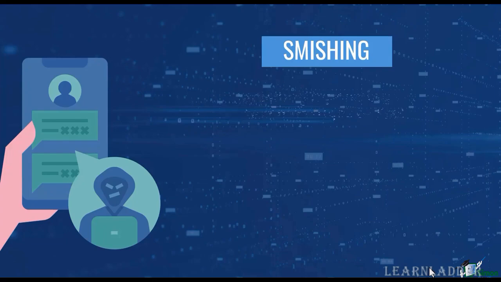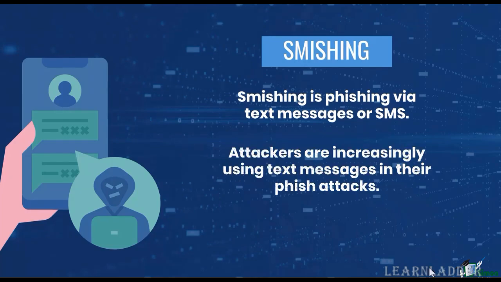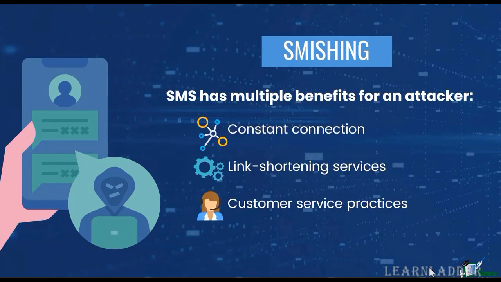Smishing is phishing via text message or SMS. It gets its name because you have SMS in the word smishing. Attackers are increasingly using text messages in their phishing attacks. The reason for this is that there are various benefits for the attacker. One is constant connection. You might not be a person that constantly checks your email, but you likely check your text messages more than your email.